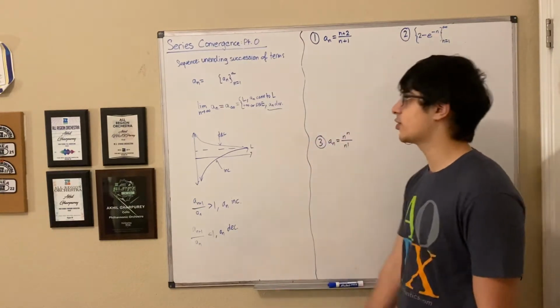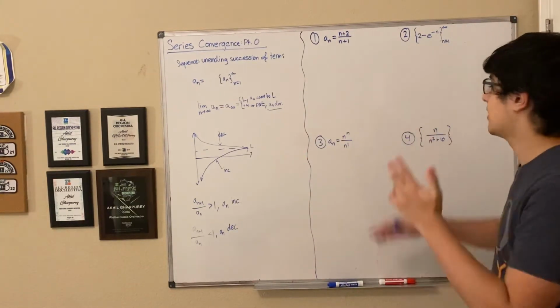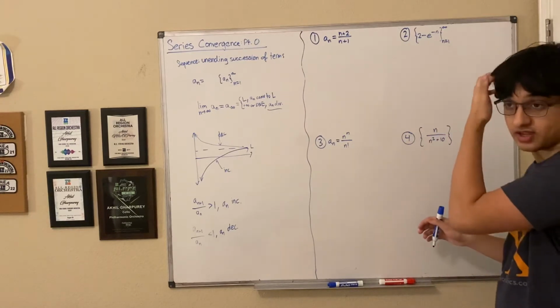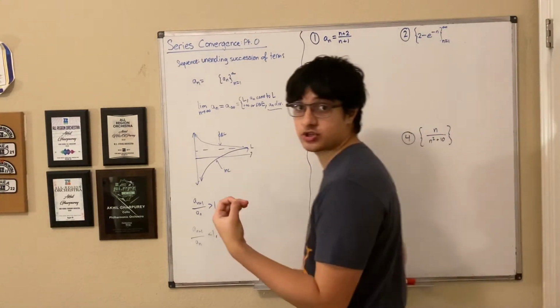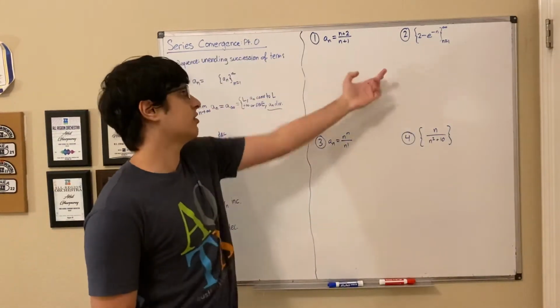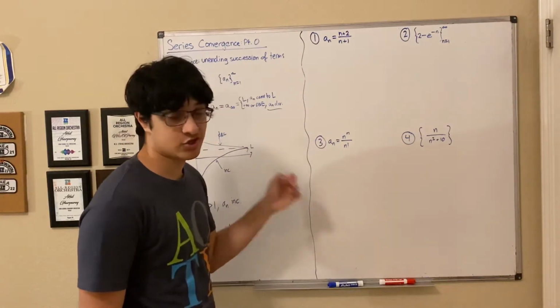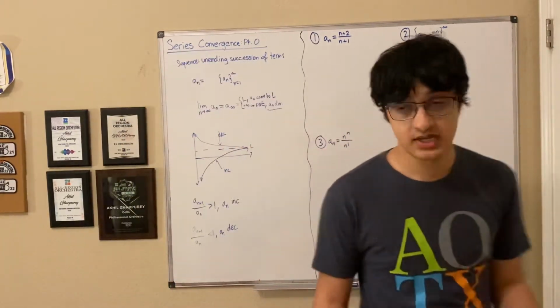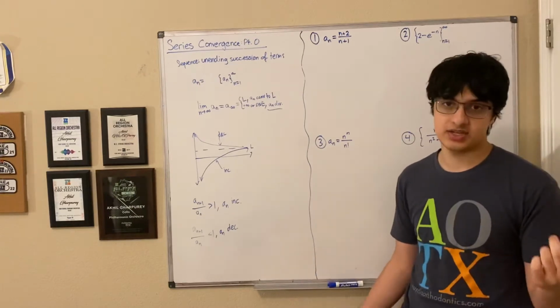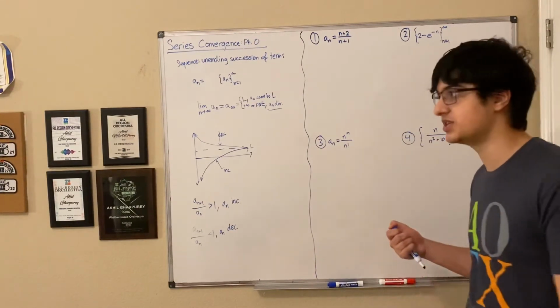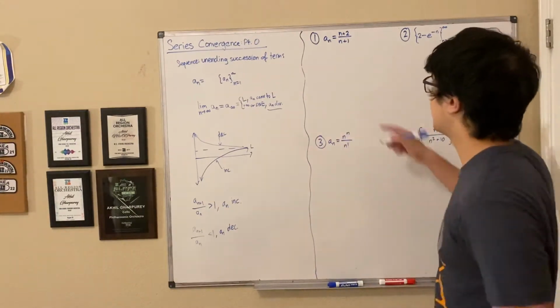So now let's go ahead and try to apply this information we have here. We have 4 examples right here, and we're going to determine the convergence of these sequences, and if one converges, then what type of bound it is, or in other words, if it's increasing or decreasing. So let's go ahead and start off with this sequence right here.